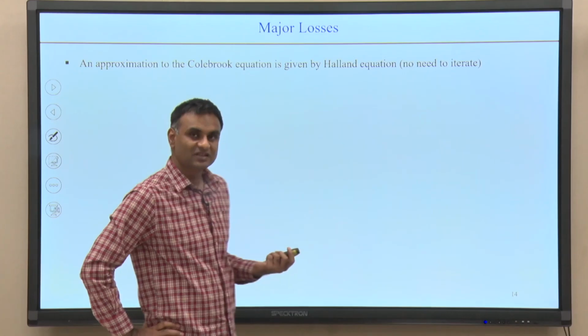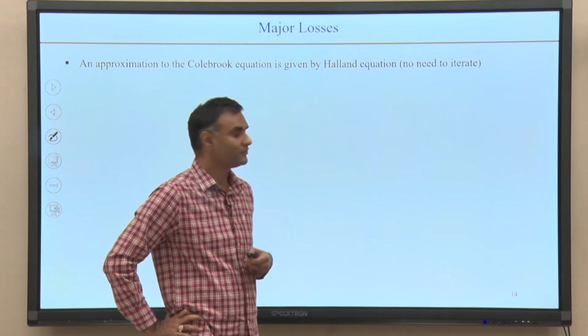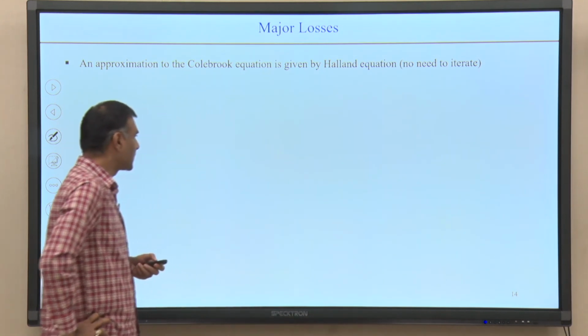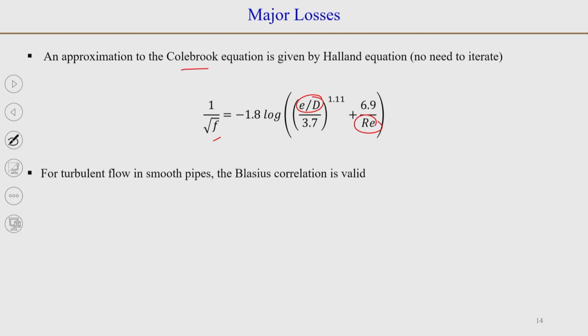The Colebrook relationship is slightly difficult in that we need to solve it iteratively, and so the Haaland equation is another one. It is an approximation of the Colebrook equation, but there is no implicit behavior, so we do not need to solve it iteratively. If we know the value of Reynolds number and the value of e by D, then we can calculate it directly using this equation.